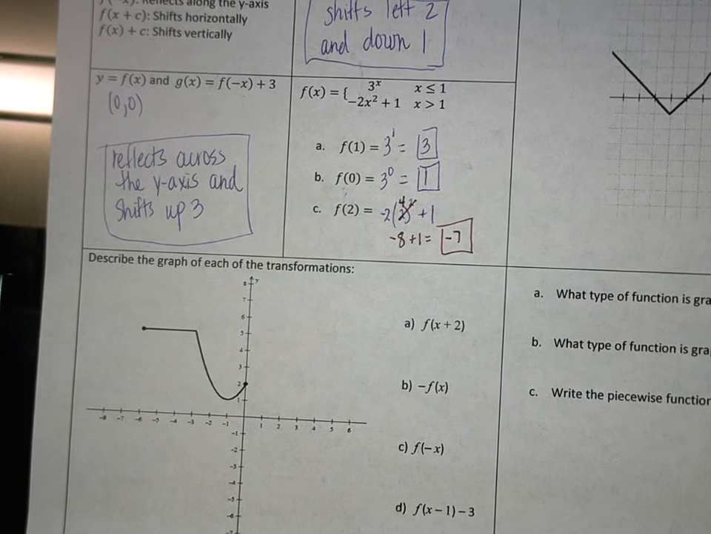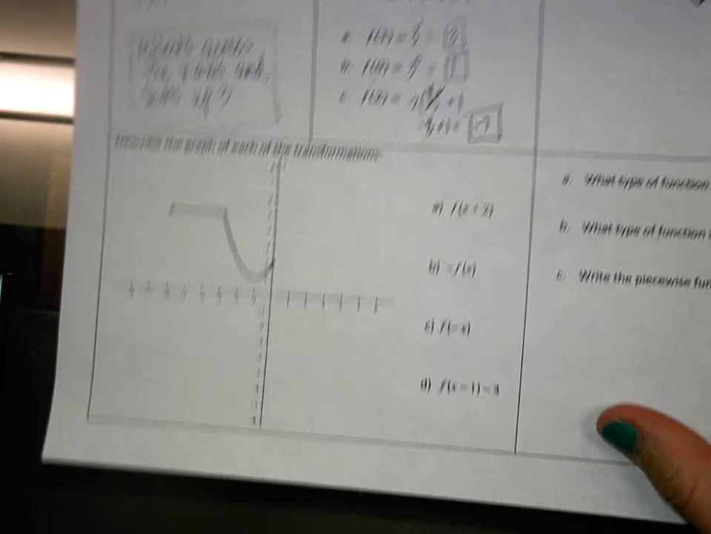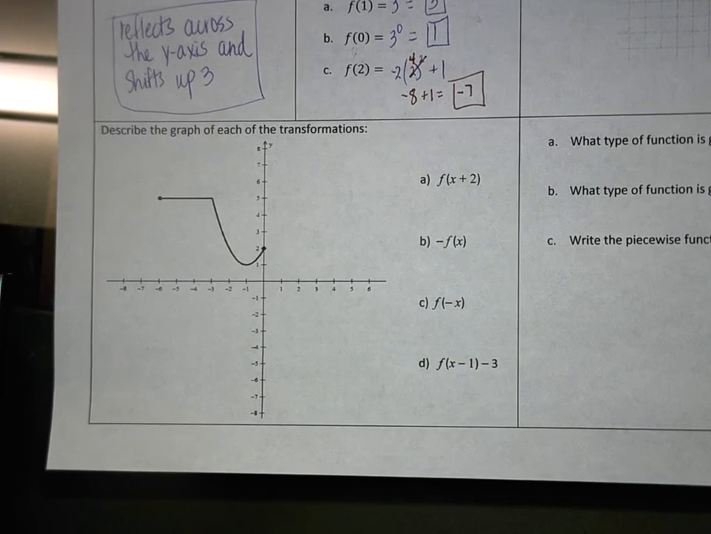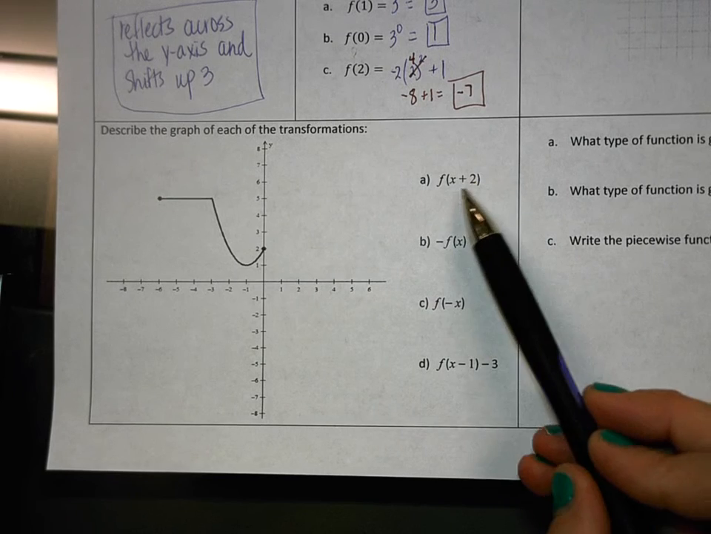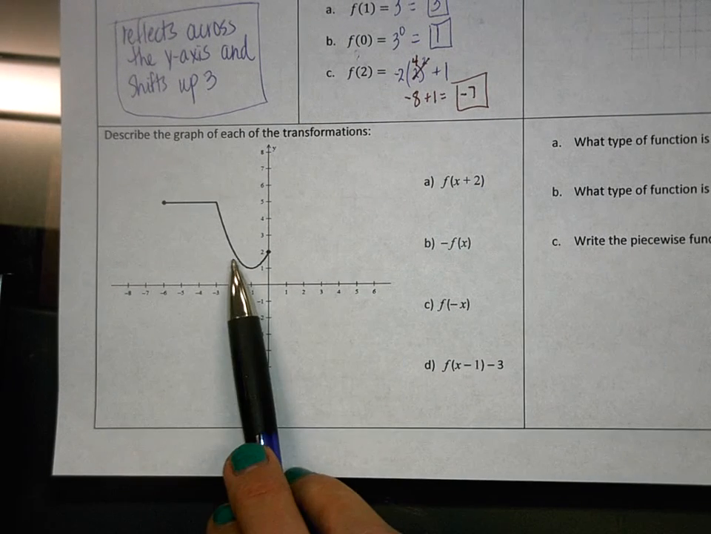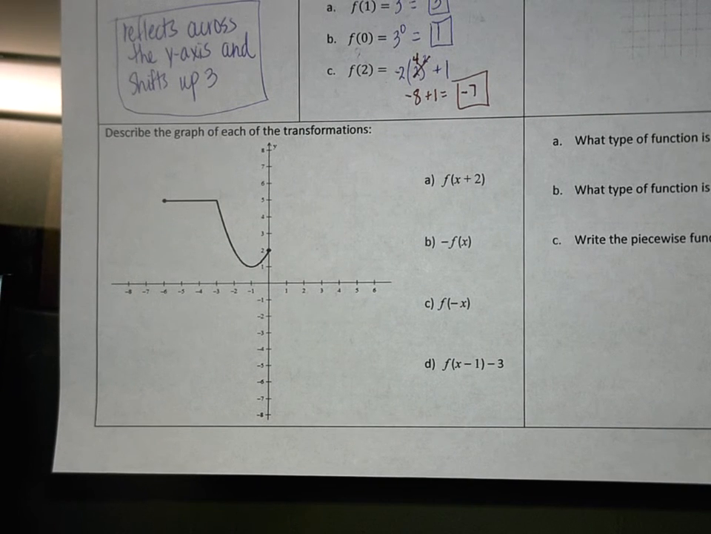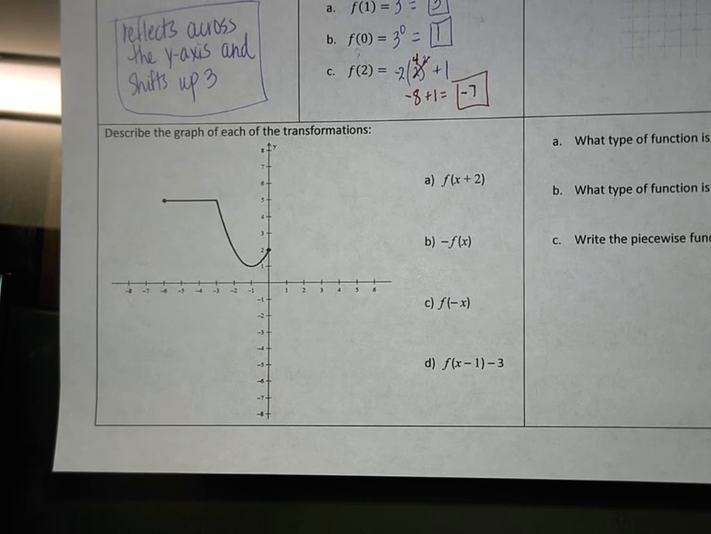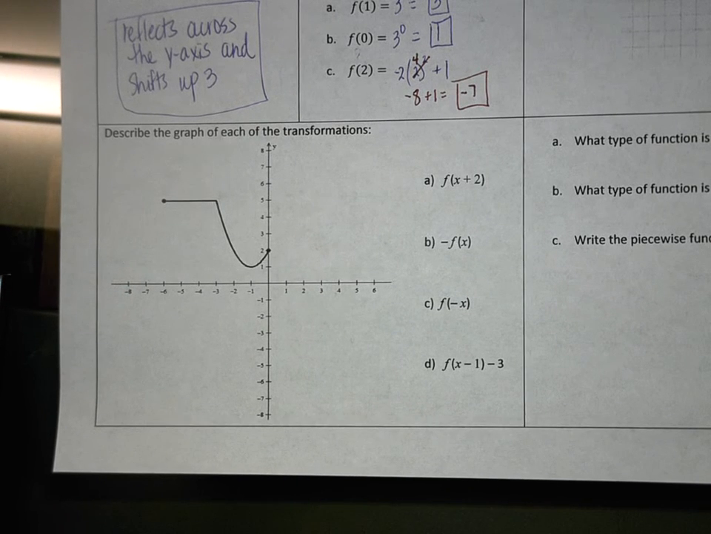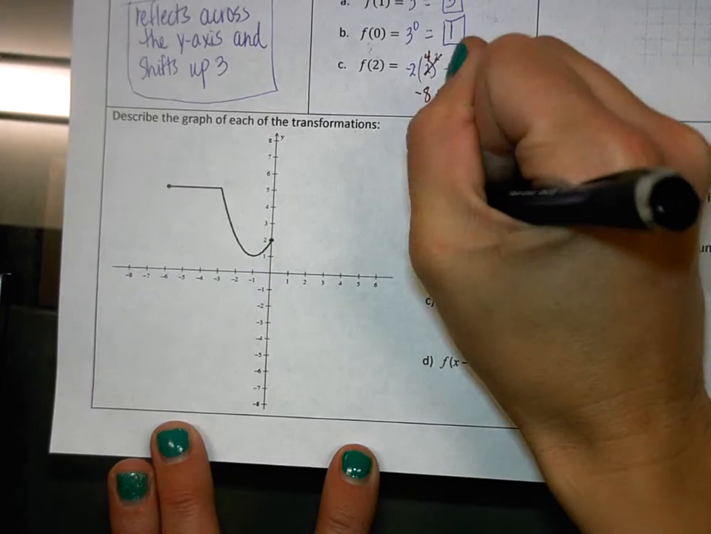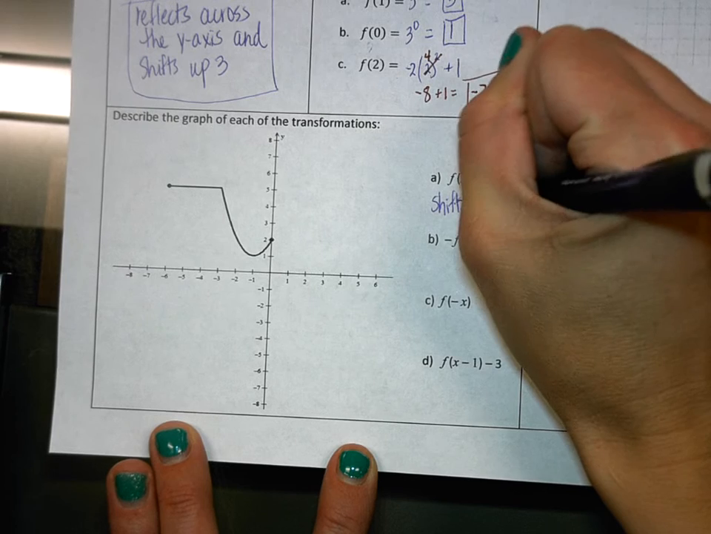All right. This next part, it says to describe the graph of each of the transformations. And so I just want you to state, what does it mean? What are you going to do with this graph if it has f of x plus 2? What will you do? When you have it in the parentheses, what does that mean you do? Shift to the left 2. That's it. So we would just write shifts left 2.